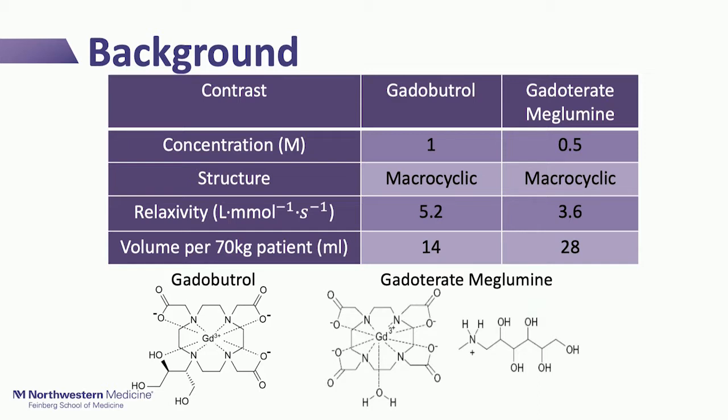And so if you were to give a 70 kilogram patient contrast, you would give them 14 milliliters of Gadobutrol with 14 milliliters of saline solution to get a total of 28 milliliters. And then for Gadoterate Meglumine, you would give only the 28 milliliters, no extra saline solution. And both of these are a double dose.